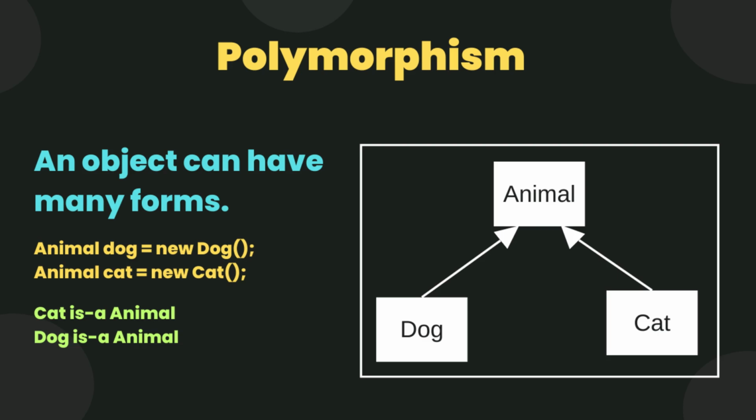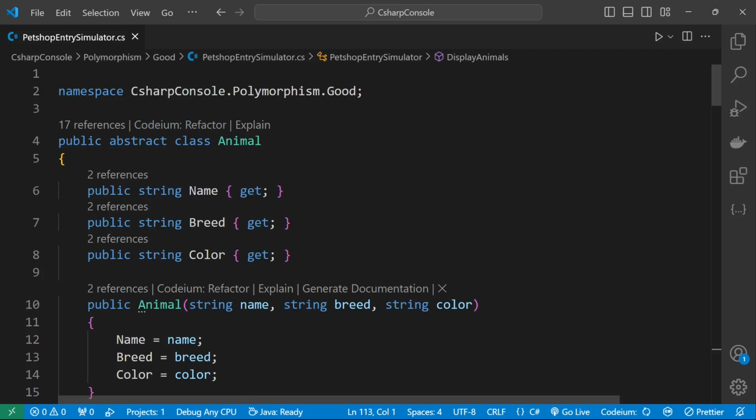And polymorphism means an object can have multiple forms. In our case, animal is an object and it has multiple forms like cat and dog. It is also called dynamic polymorphism. It is one way to achieve polymorphism, through abstract base classes, but it is not necessary. You can also use an interface instead of the abstract class.